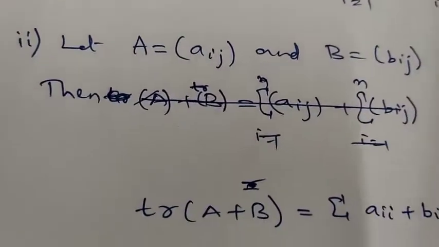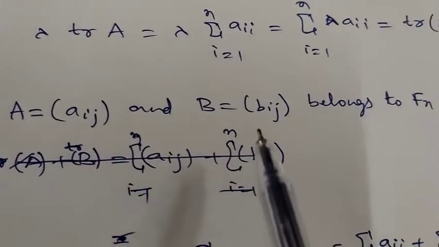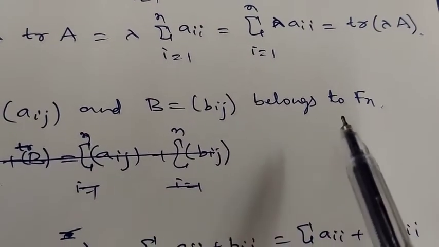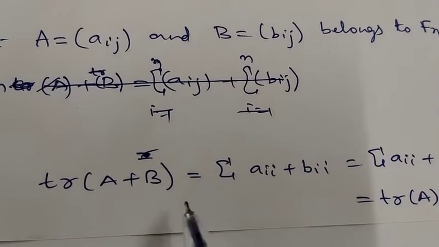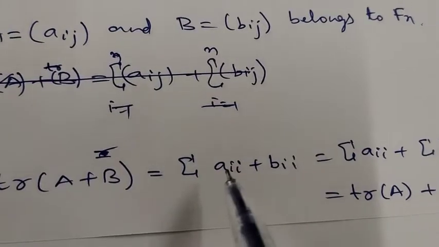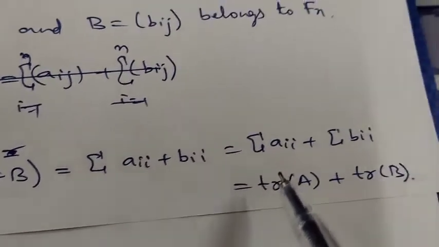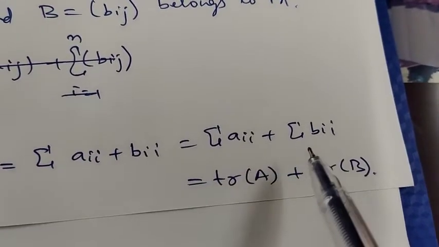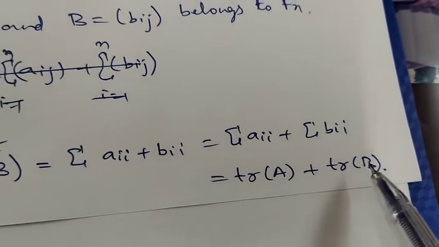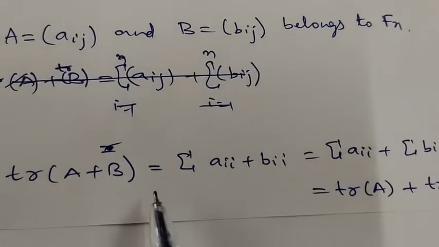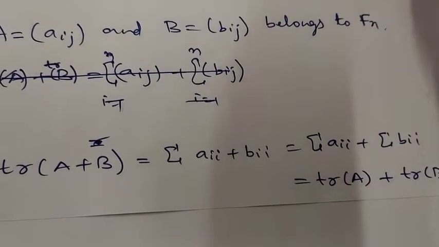For the second one, let us take A equal to Aij and B equal to Bij, any two n cross n matrices over F. Then the trace of A plus B is equal to the summation of Aii plus Bii. This can be written as the summation of Aii plus the summation of Bii, which is nothing but trace of A plus trace of B. Therefore trace of A plus B is the same as trace of A plus trace of B.